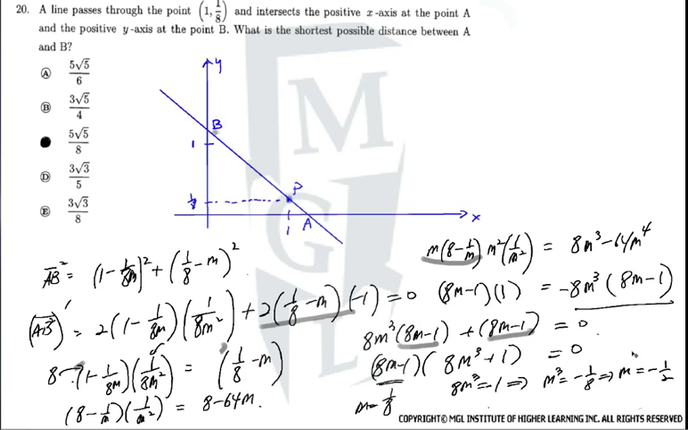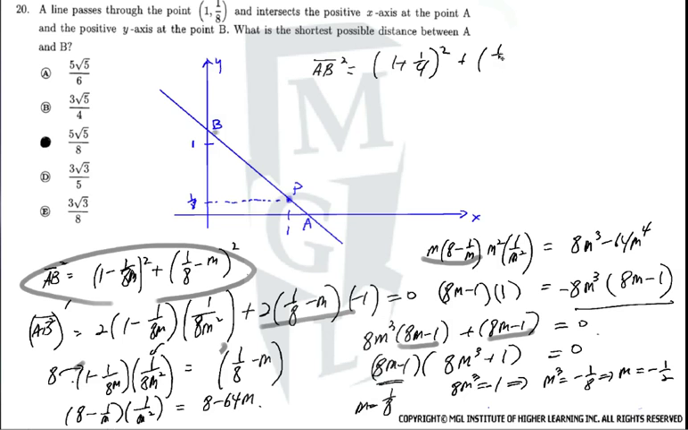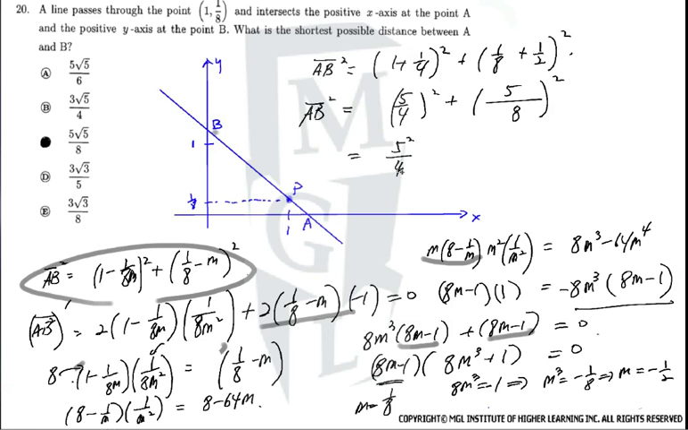Okay, now we have our m, so we can find out what our distance is between A and B. So AB squared from right here is 1 minus 8 times minus half, which will give you 5 over 4, plus half. Okay, so we get this (5/4) squared plus (5/8) squared. I can factor out 5 squared, and get 1 plus half squared.